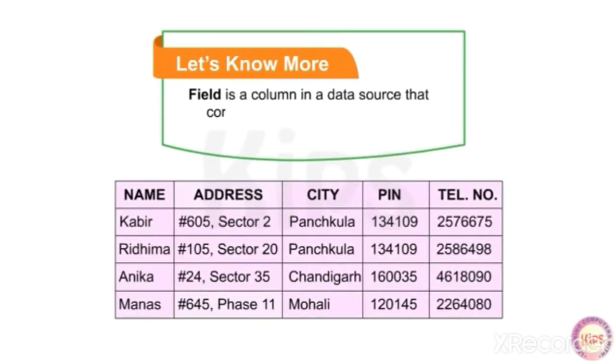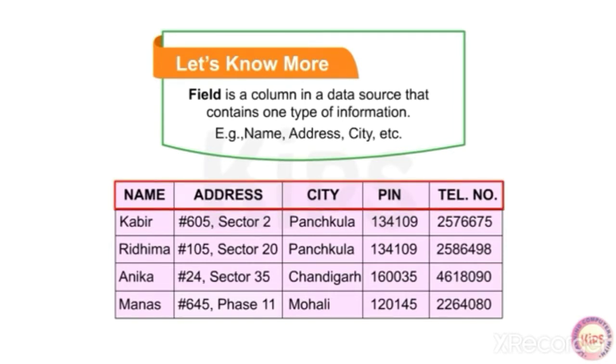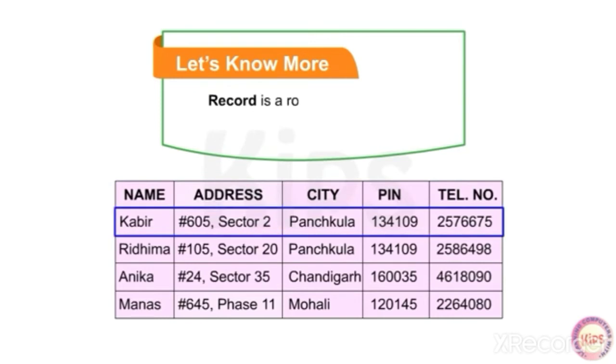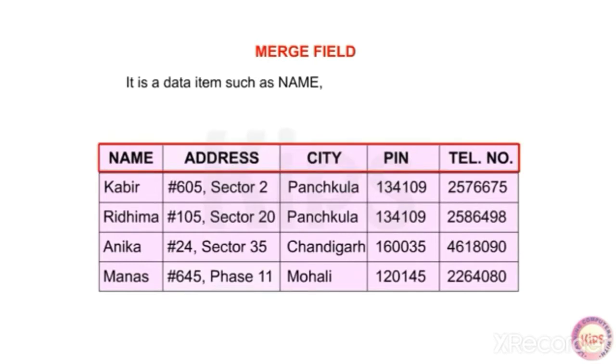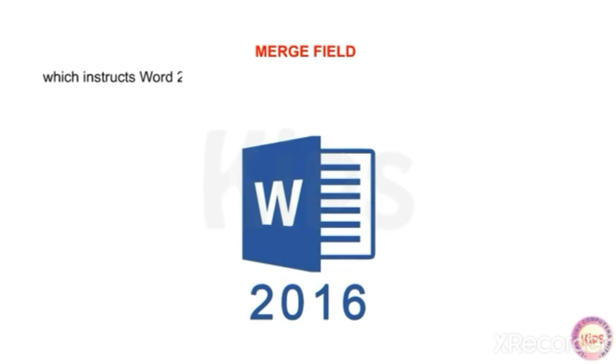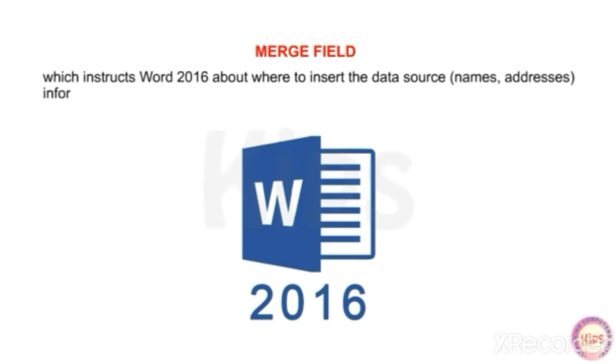Field. A field is a column in a data source that contains one type of information. Example, name, address, city, etc. are the fields. Record. A record is a row on a data sheet. You can see here a number of fields make one record. Main document. It contains the text that we wish to send to all the recipients. Now, merge field. It is the data items such as name, address, city, PIN, etc. which instruct Word 2016 about where to insert the data source names, addresses, and information in the main document.